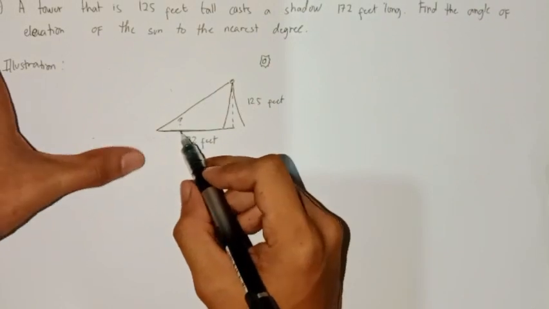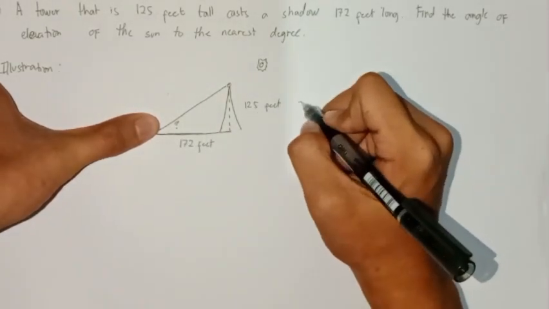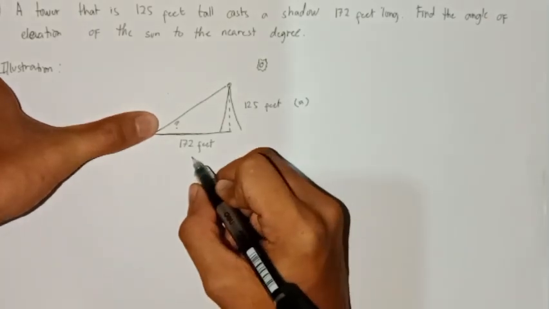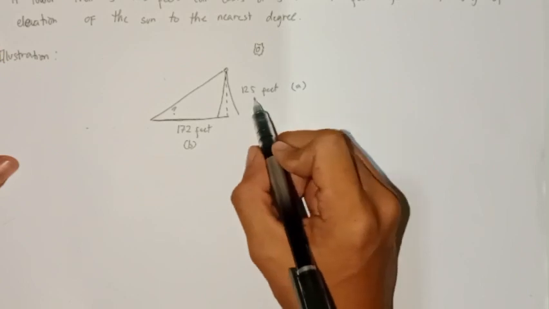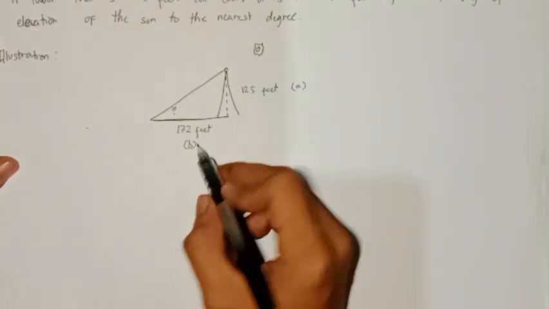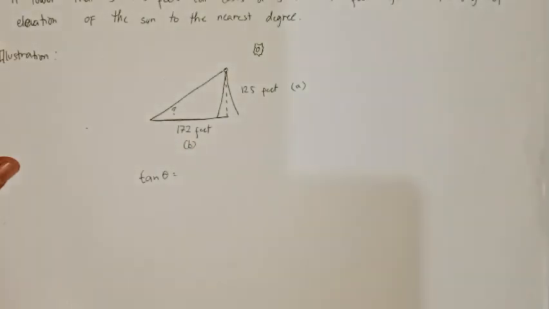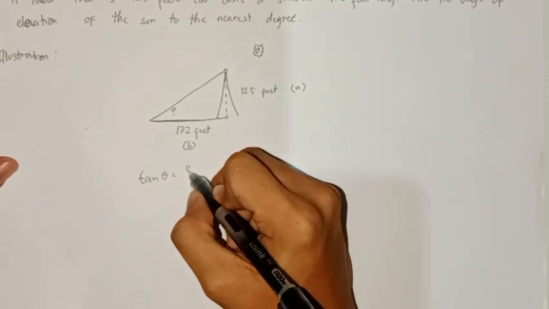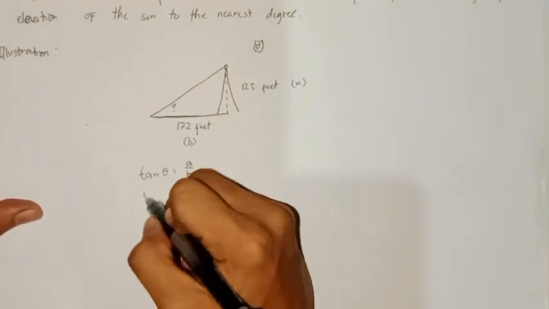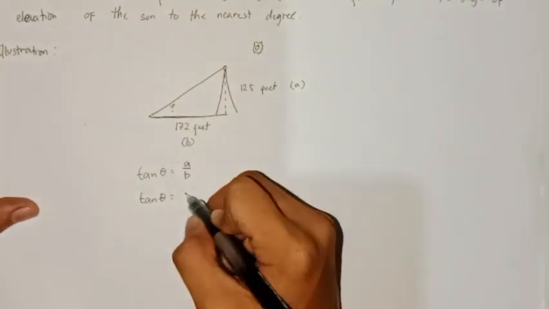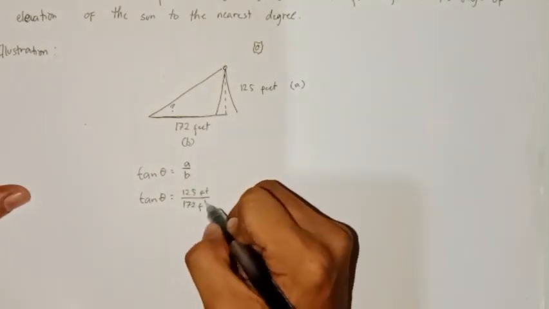So, this is now our angle of reference. This is our side opposite, and this is our side adjacent. Since our given sides are the opposite and the adjacent, we can use the formula tan theta equals opposite over adjacent to find the angle of elevation. So tan theta is equal to 125 feet over the adjacent, which is 172 feet.